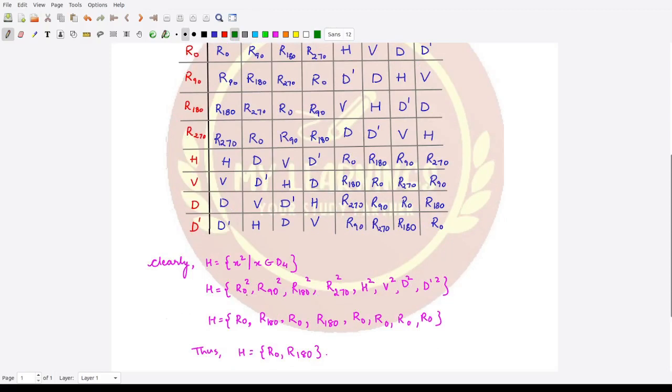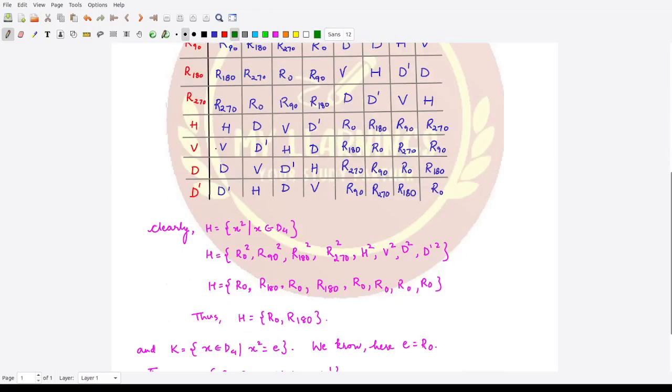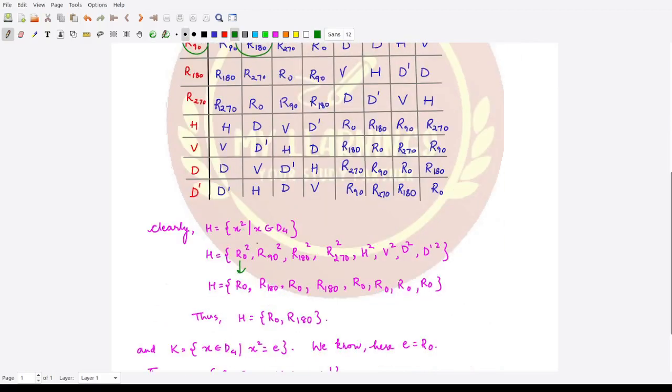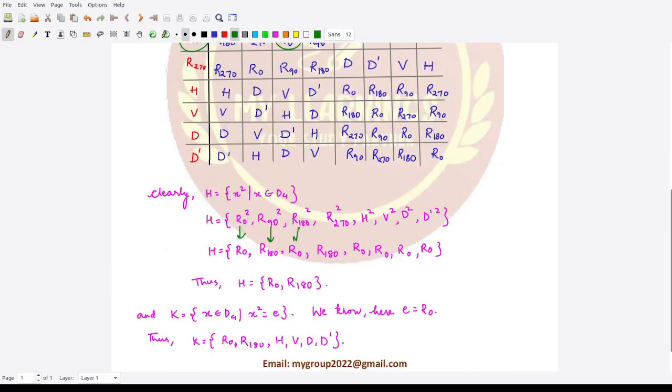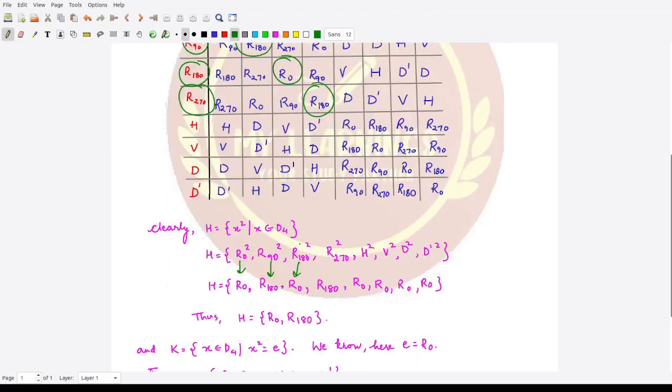Now you can look at this table. What is R0 composed with R0? It is R0 only, so you can write it here. What is R90 square? R90 composed with R90, that is what? It is R180. Correct? So you can write it down here. What is R180 composed with R180? You can write it down as R0. What about this R270? R270 composed with R270, you can write it down as R180.